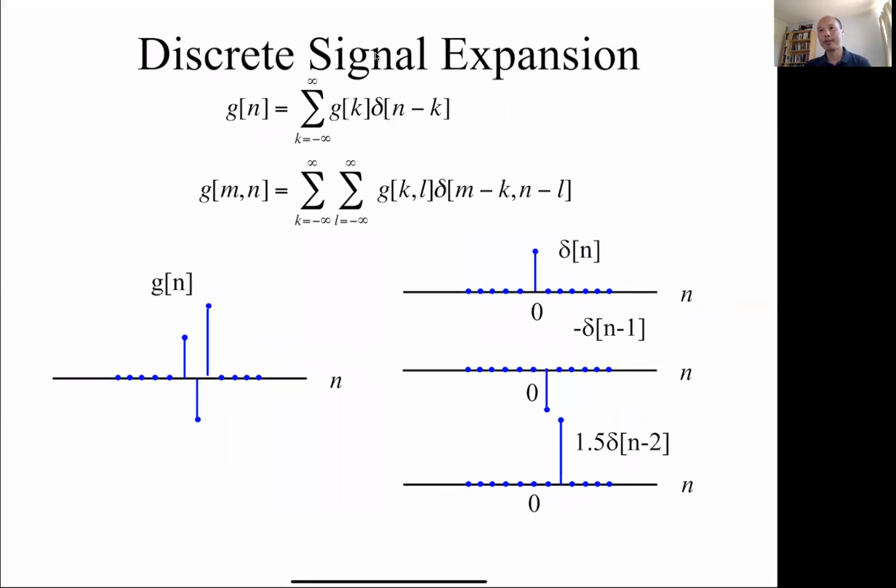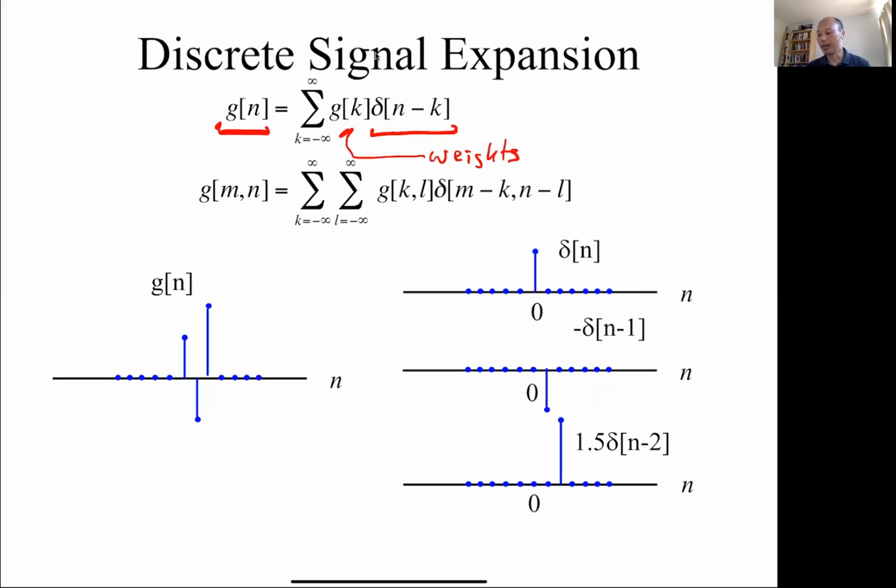Okay, so that brings us to what we're going to call discrete signal expansion. And so the claim is, given any function g of n in 1D, I can write it as the sum, and notice these are Kronecker delta functions that are shifted in space along the axis, and then these are the weights.